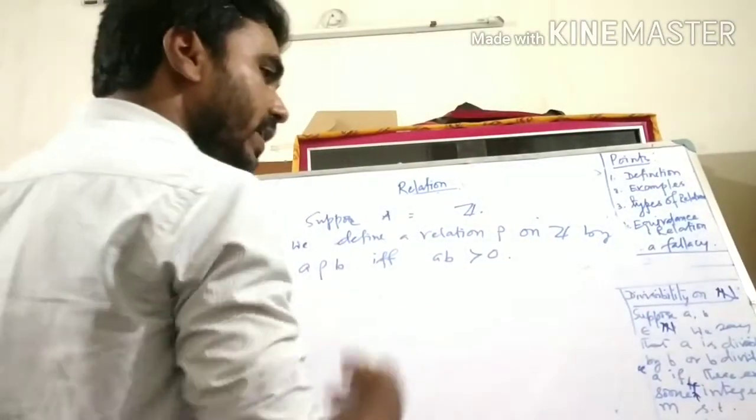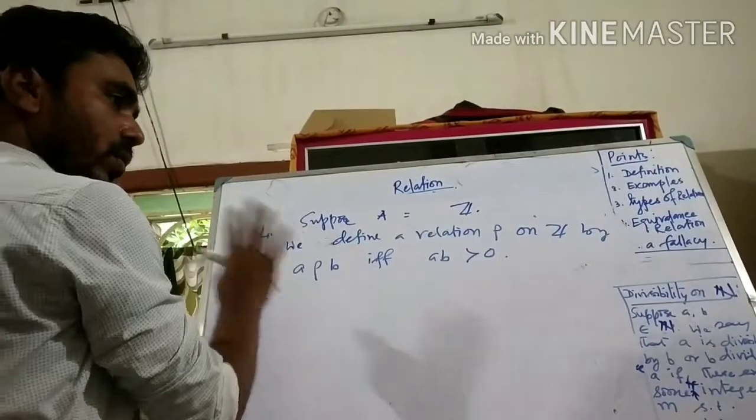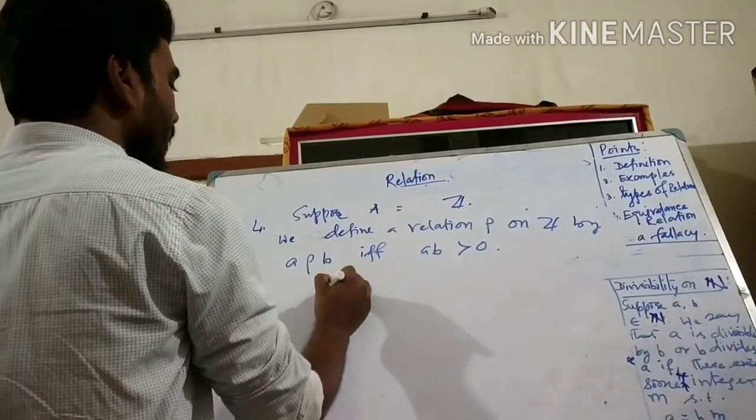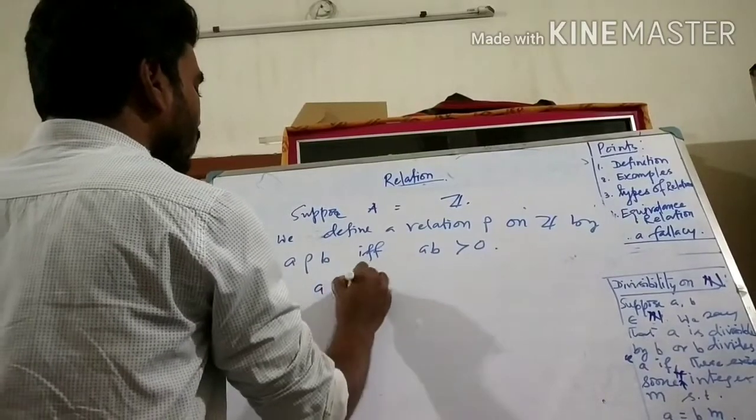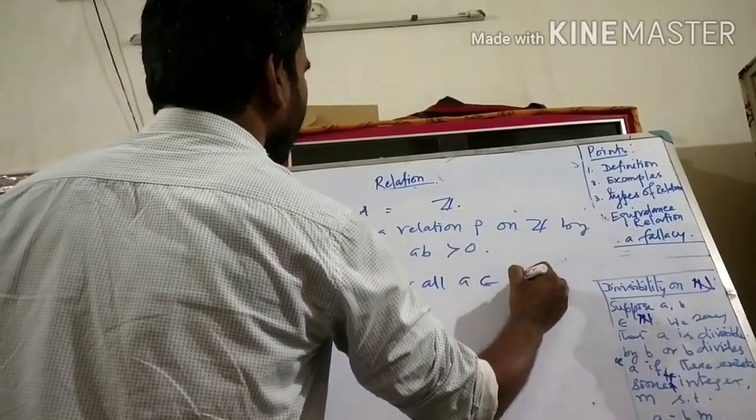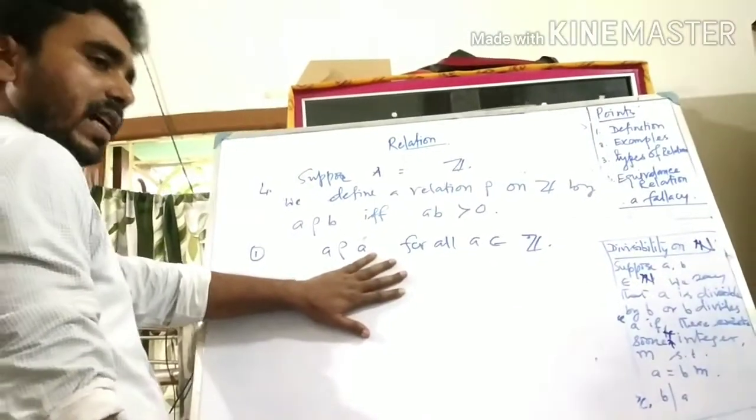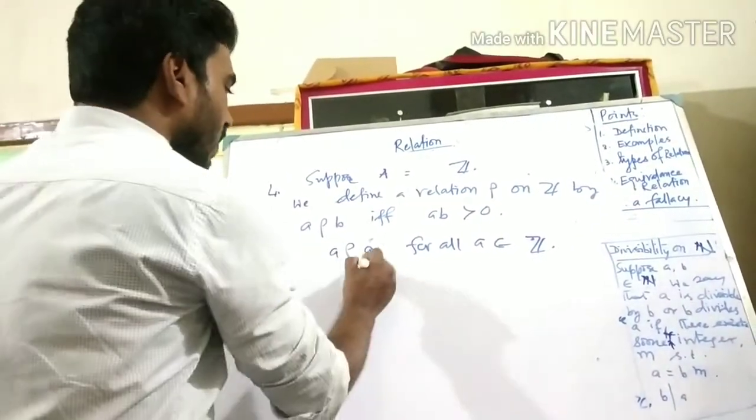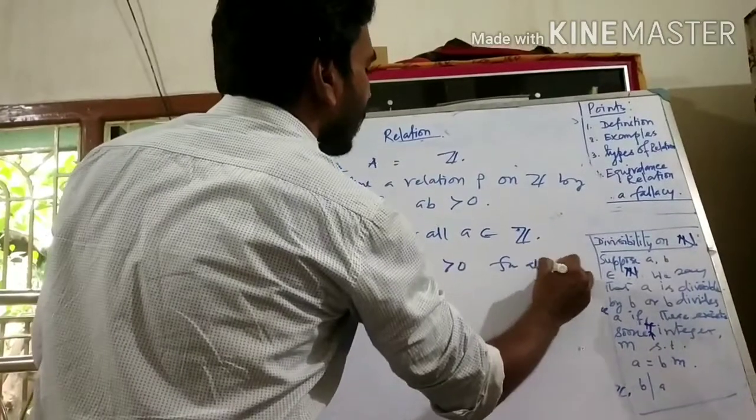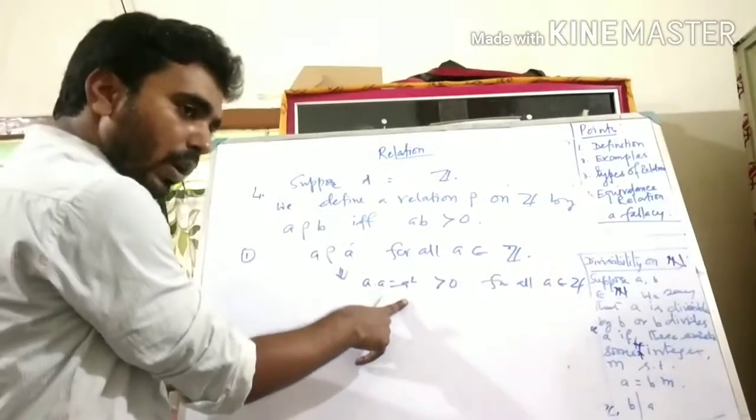Okay. Now let us check whether all these three types of relation hold or not. For reflexiveness, we have to show that A is related to A for all A belongs to Z, right? But this does not happen. For that, we need to show that A into A, that means A square, is always greater than 0 for all A belongs to Z from this definition.